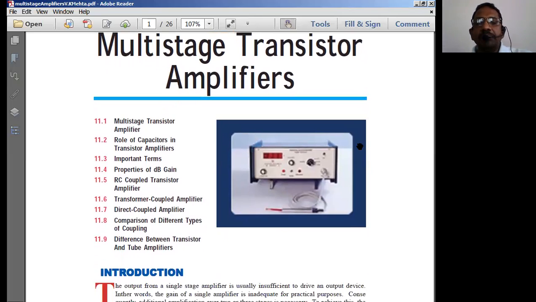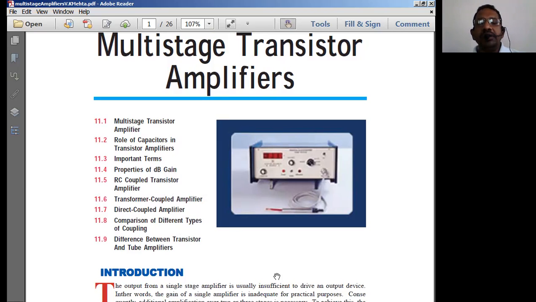In multi-stage amplifiers, we're going to have three types of couplings in general. The amplifiers can be coupled in a system by three coupling methods known as direct coupling, transformer coupling, and RC coupling. The most important methods are going to be the RC coupled amplifier method and the transformer coupled amplifier method. These two are very popular methods, which are very important.